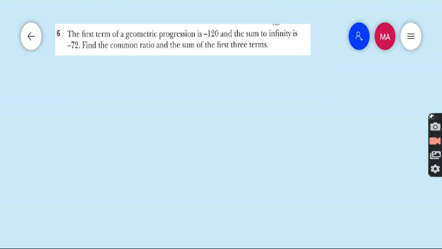Question 6. The first term of a geometric progression is minus 120, that is, a is equal to minus 120, and the sum to infinity is minus 72. Find the common ratio and the sum of the first three terms.